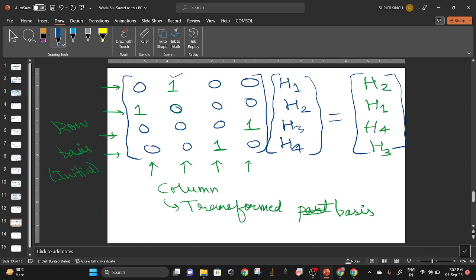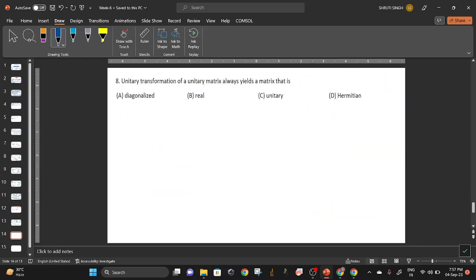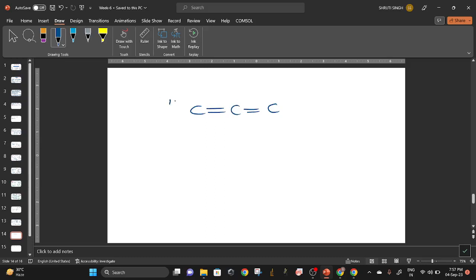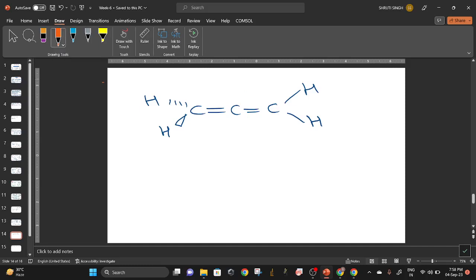If I change this number, instead of keeping 2 here, I keep 3 here, what will happen? H1 will get transformed to H3. Let me write again. So now I'm changing my numbering. No one is stopping me from keeping the numbering as I want. So if I keep 1 here, 2 here, 3 here, 4 here, now what will happen?